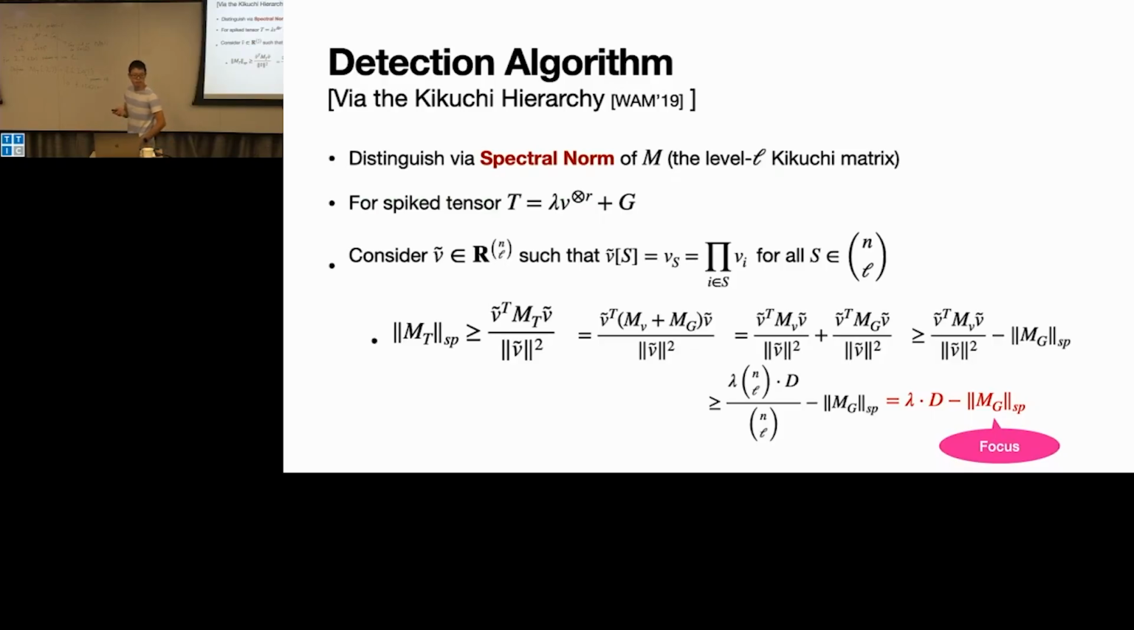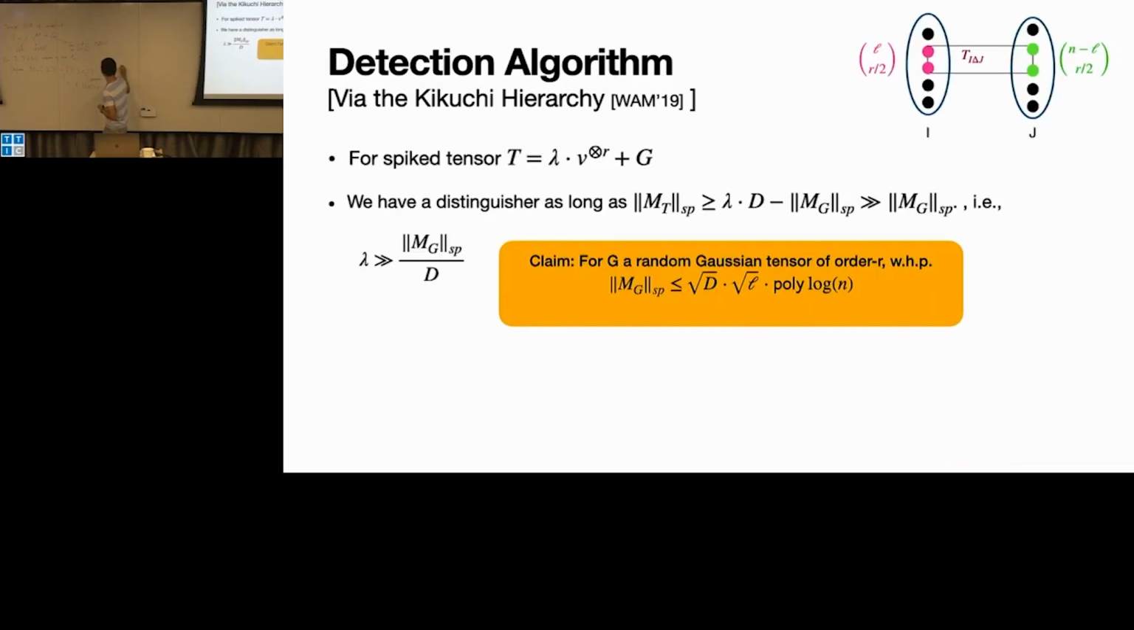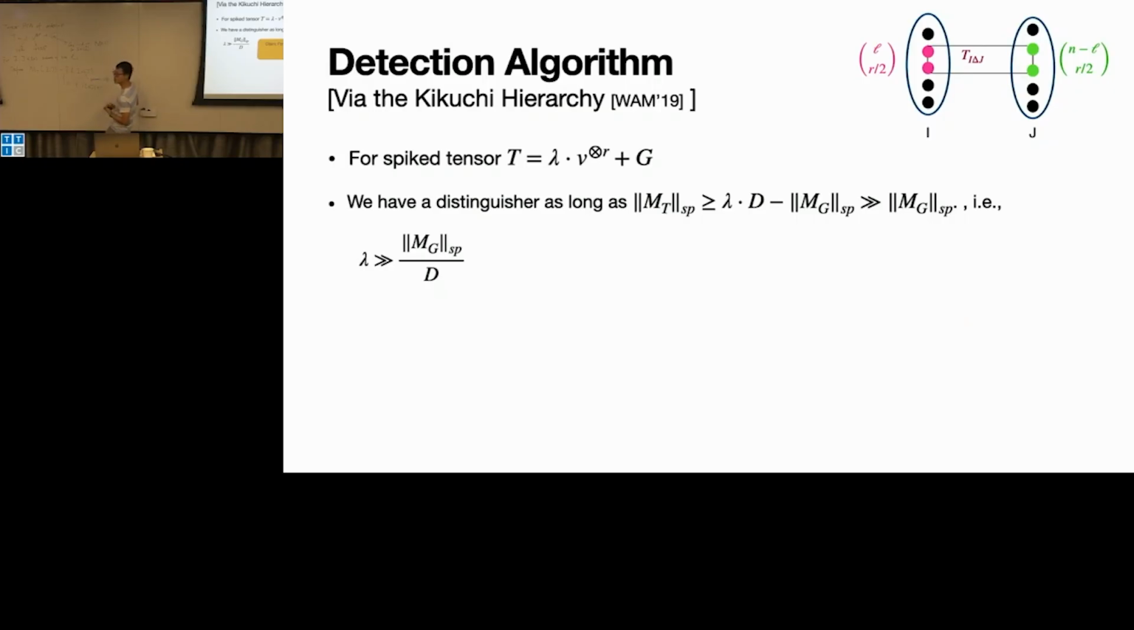Can you remind the definition of Mg again? Mg is this matrix you can build coming from T when lambda is 0. If you have a tensor G of order R, you build this matrix, and you can think of the entry as precisely G at I symmetric difference J. It's a random variable. No, I'm saying Mg is a random matrix, right? Yeah, it's a random matrix, but it has correlations across entries.